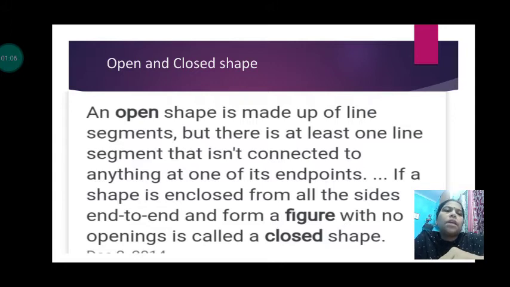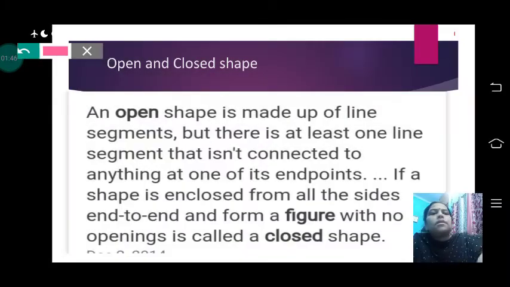Now, if a shape is enclosed from all the sides, end to end, and forms a figure with no opening, it is called a closed shape. So, if the shape is enclosed, meaning closed or surrounded from all the sides, end to end, connected from one end to the other, then that figure will have no opening. And if the figure does not have any opening, then that figure is called a closed shape.